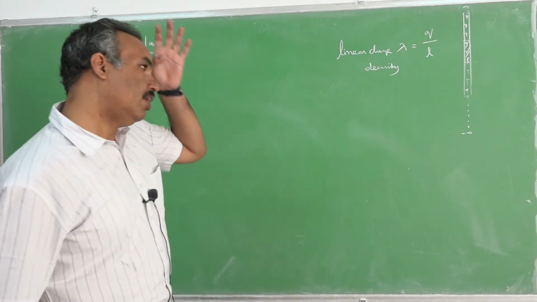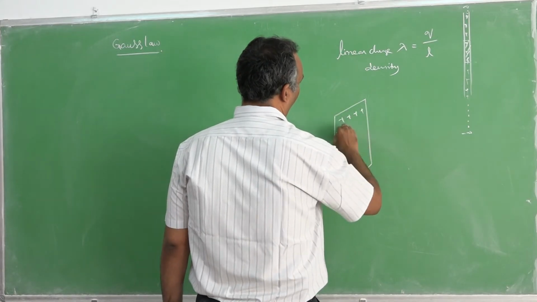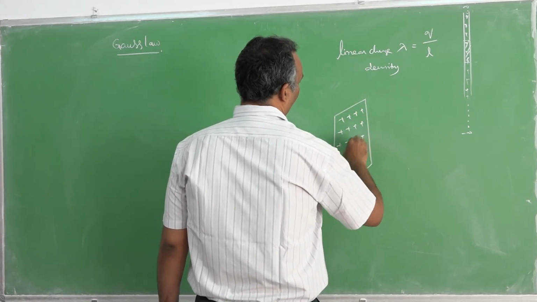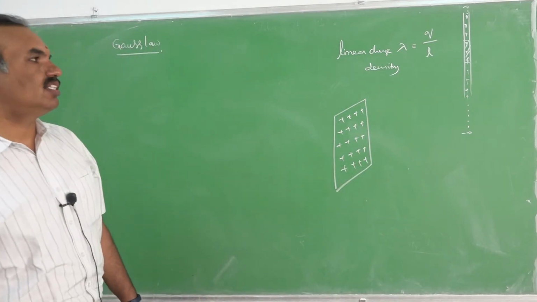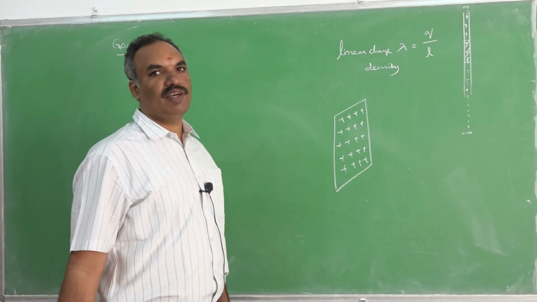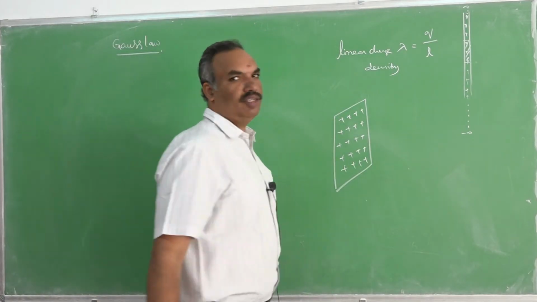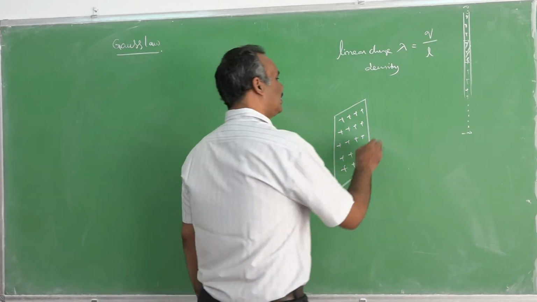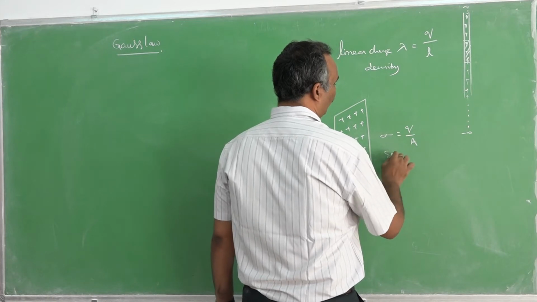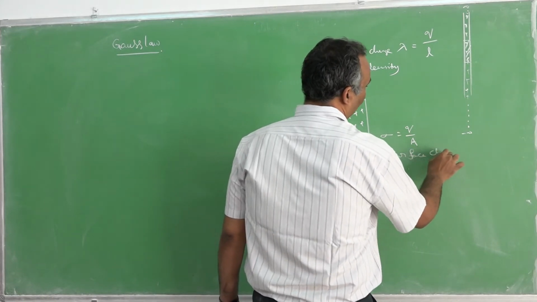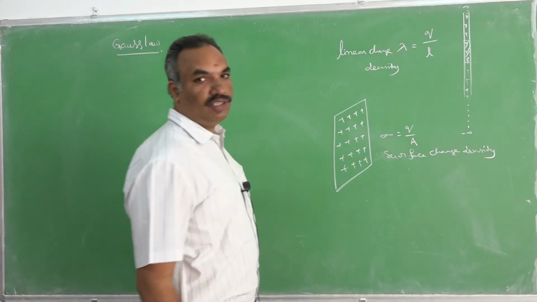Similarly, if I take a sheet of charge, if suppose the dimensions of the sheet are very large, it can be considered as an infinite sheet. In that case, we cannot specify the total charge available on the sheet. So that's why we will take a unit area of the sheet, and the charge available on the unit area is defined as surface charge density. Charge available per unit area is called surface charge density. Sometimes charge is distributed over a volume.